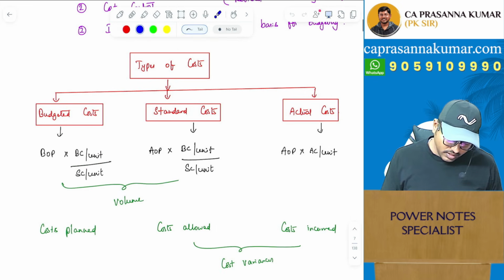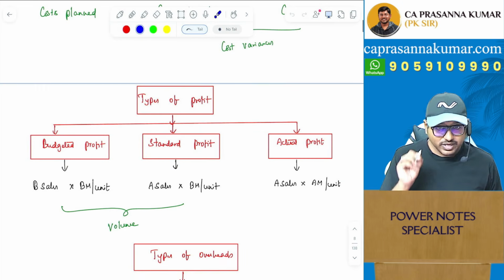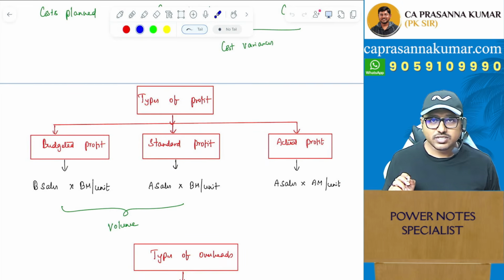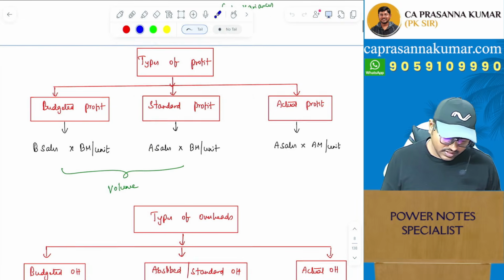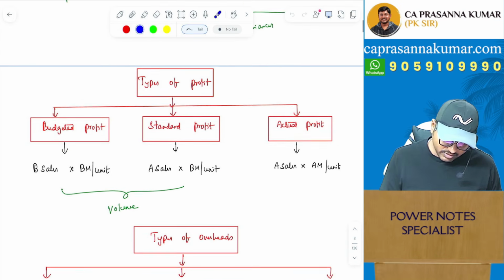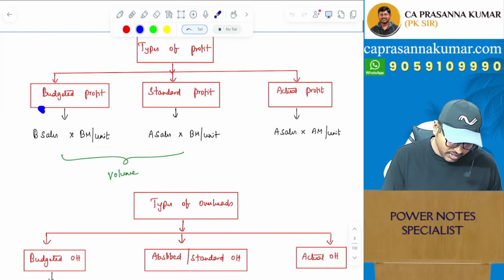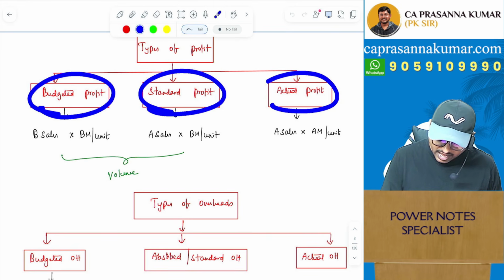Now, okay, now we have seen three types of cost. This is very important for solving sums. Please try to understand, especially reconciliation based sums as well. But the types of profit are also important. See here, how many types of cost we have got? Three. Similarly, there are three types of profit: budgeted profit, standard profit, actual profit.